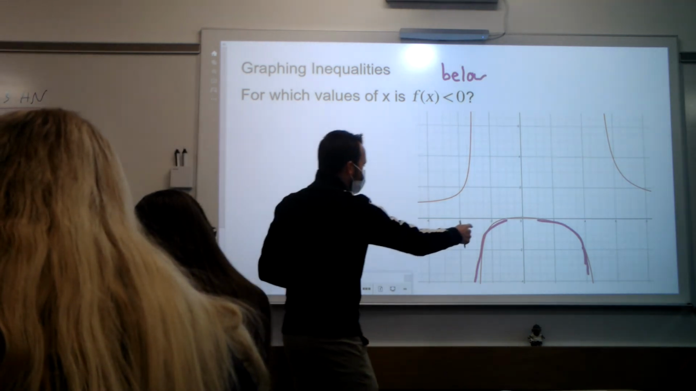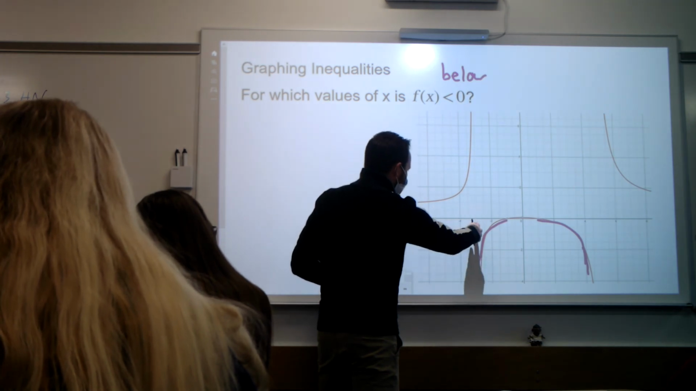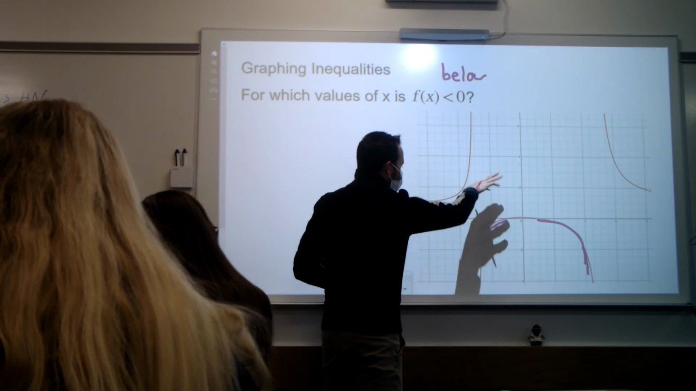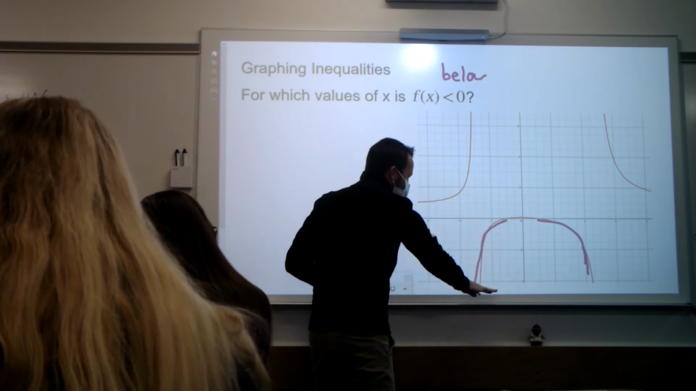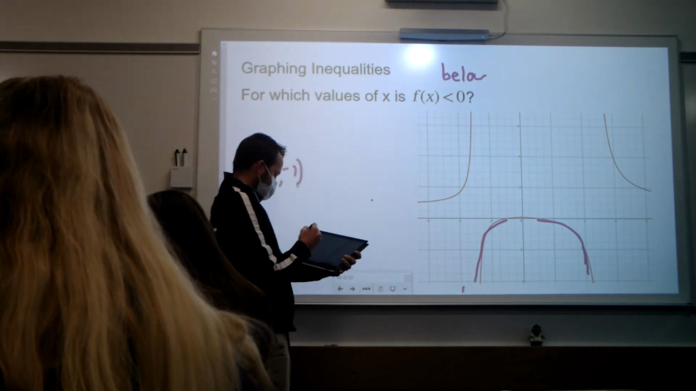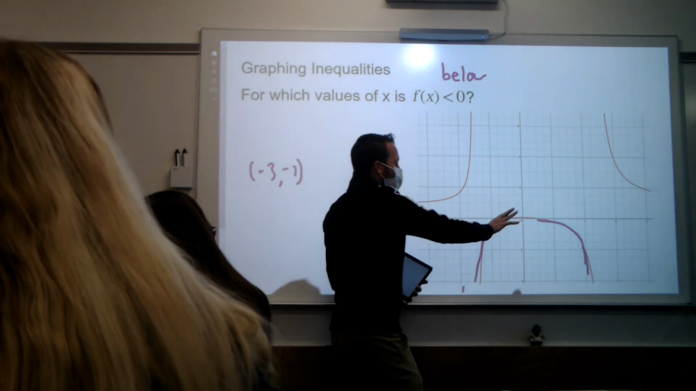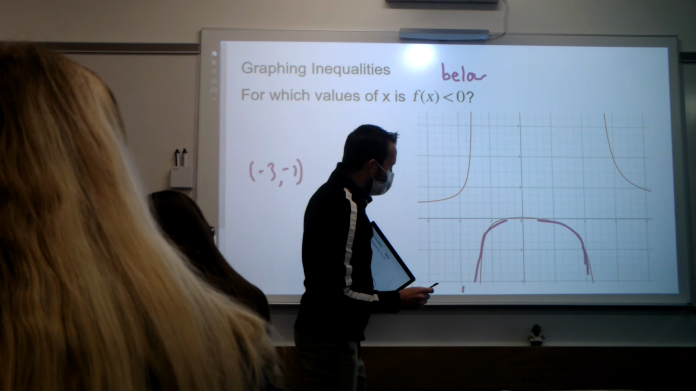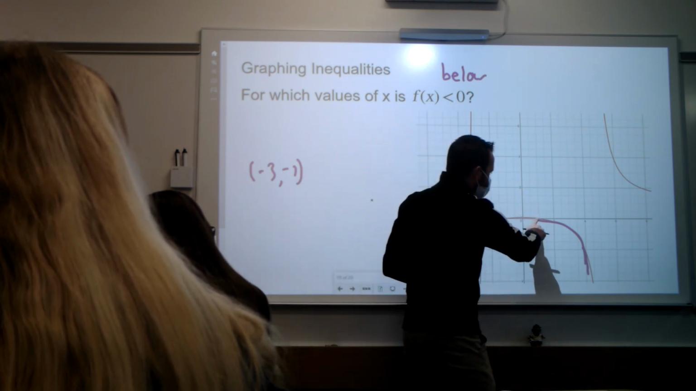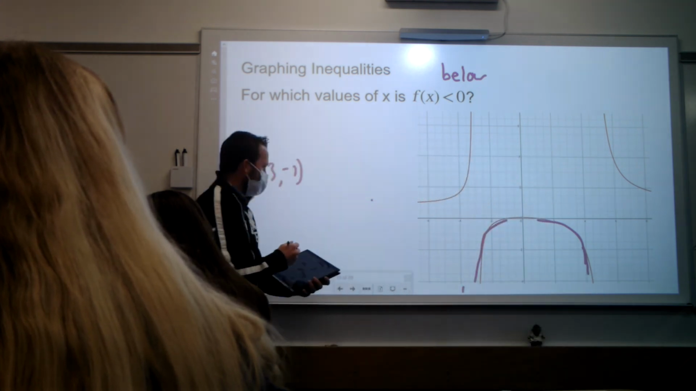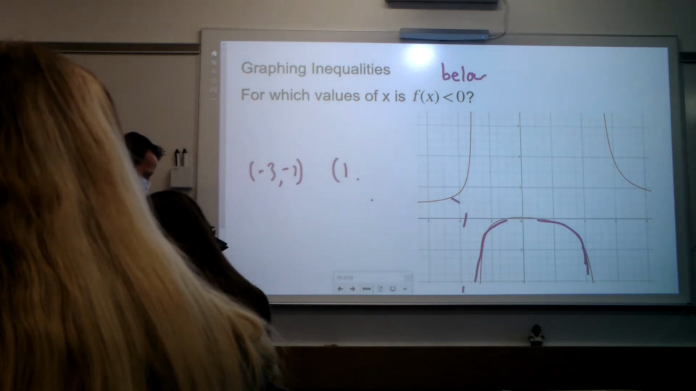Well, it looks like there's a vertical asymptote here at negative 3. So from negative 3 to negative 1, those x values give you negative values. It's where it's below. So I'm going to write that as negative 3 to negative 1. What about on the right side? How would I write this part out? Well, let's see. It looks like it's going from 1, and then I've got a vertical asymptote. It looks like it's going towards 5. So I'm going to write that as 1 to 5. And then how do I join those together?